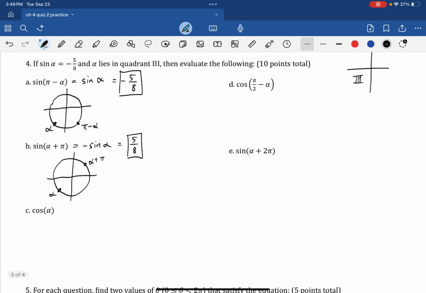Cosine alpha is something that we can only find using the Pythagorean identity. So cosine squared alpha is equal to 1 minus sine squared alpha. And so cosine squared alpha is 1 minus 25/64.